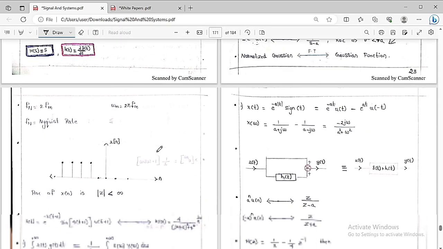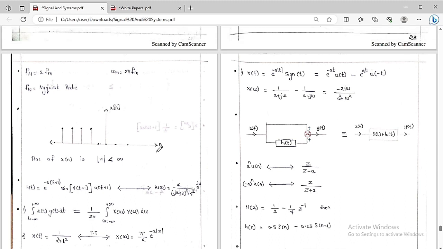Now the next concept is the Nyquist frequency. It is the minimum sampling frequency, which is equal to 2 times the signal frequency. So what is omega m? Omega m is equal to 2 pi fn, and fn is called the Nyquist rate or the minimum sampling frequency. So omega m is nothing but 2 pi fn. Fs is equal to 1 by Ts and fn is equal to 1 by Tn, the signal time delay.